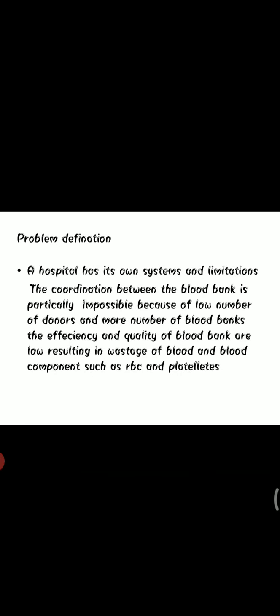In the problem definition, a hospital has its own system and limitations. For the hospital, coordination with the blood bank is particularly difficult because of a low number of donors and a large number of blood banks. The efficiency and quality of a blood bank are low, resulting in wastage of blood and blood components such as RBC and platelets. These are the types of blood.